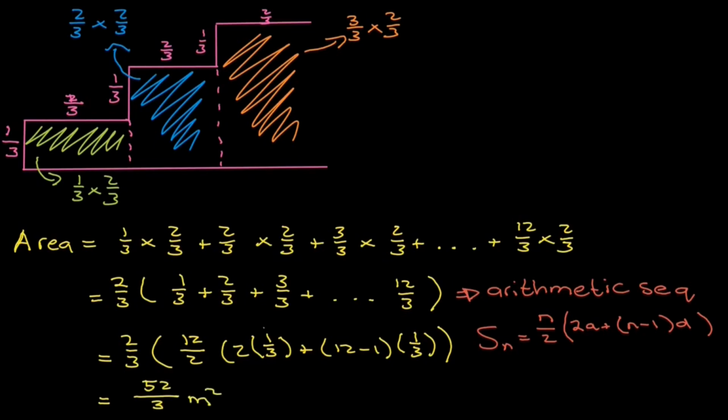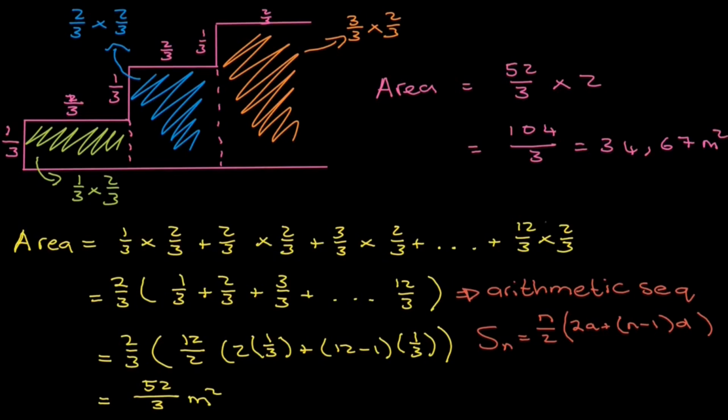meters squared. And remember, this is not your answer just yet, because this is only one side of the staircase. We need to find out what the other side is as well. So you have to multiply that by 2 because it's 2 sides. So in the end, the area of both sides is equal to 52 over 3 times 2, which is equal to 104 over 3, and that is equal to 34,67 meters squared.